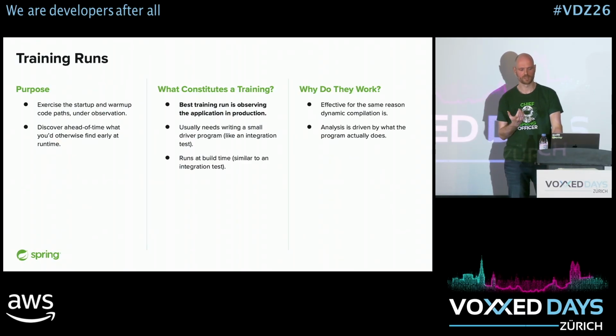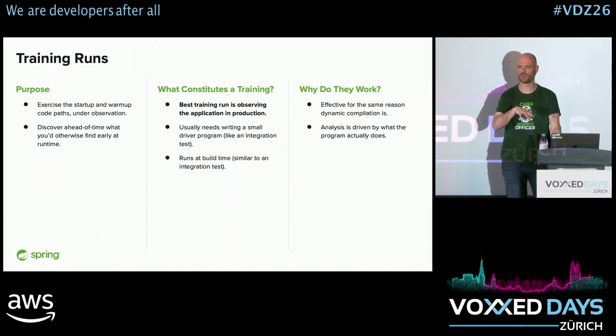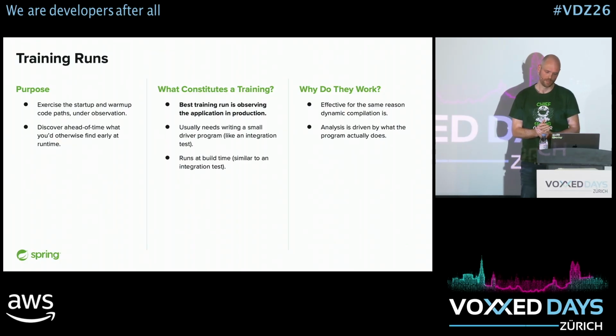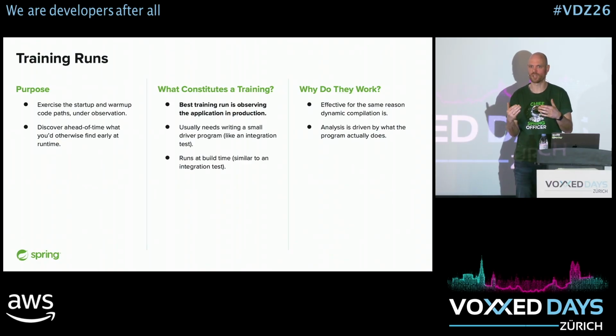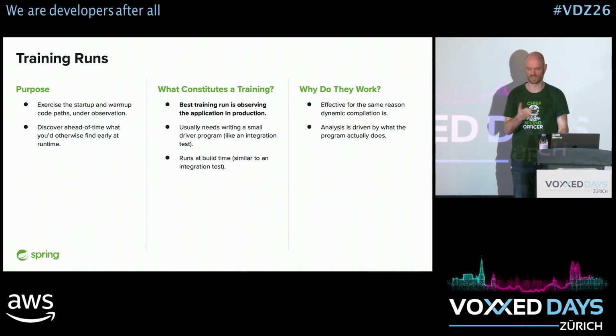And why do they work? They work for exactly the same reason why they work in production. We don't observe that stuff in production, but we observe it in our training run using production-like data, and then we should get the same effect, right? And the analysis is driven by what the program actually does. So we need to somehow exercise the code path. We can't just take a static look at the bytecode and find out what it does, because Java is too dynamic for that. And that's why we need a training run.